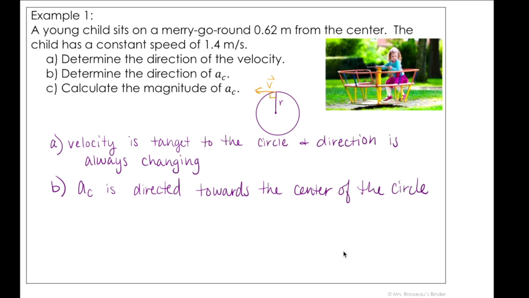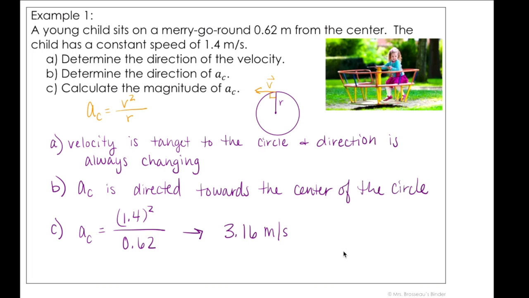All right, and then for the last one, calculate the magnitude of AC. Remember that AC equals V squared over R. So when I plug that in for part C, I get AC equals, and her velocity was 1.4, so I would square that, divided by our radius, which was already given in meters to us. So divided by 0.62, and we get that AC is 3.16 meters per second squared.